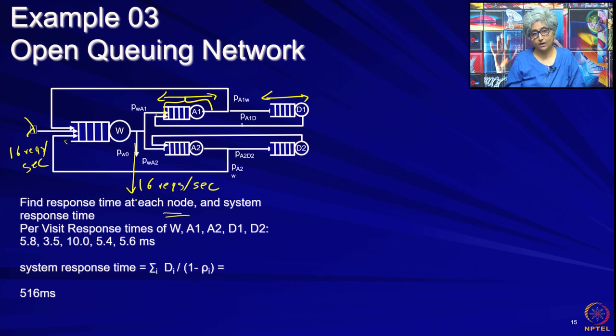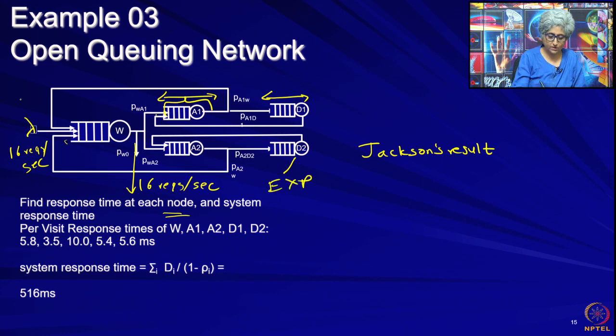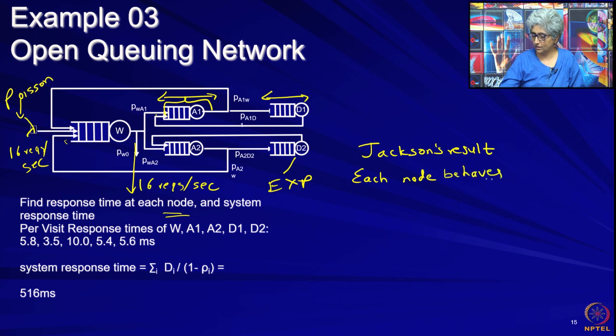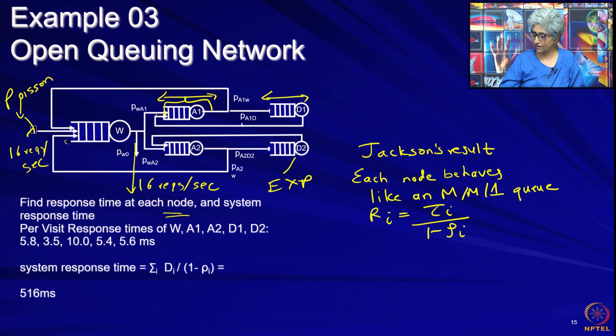Here, we will use Jackson's result. We have to assume the service times to be exponential, the arrivals to be Poisson, and the branching to be memoryless. Then we can apply Jackson's result. And what is Jackson's result? Each node behaves like an M/M/1 queue. You can refer to your slides and recall the average response time of an M/M/1 queue. For the ith queue, it is going to be tau I divided by 1 minus rho I.